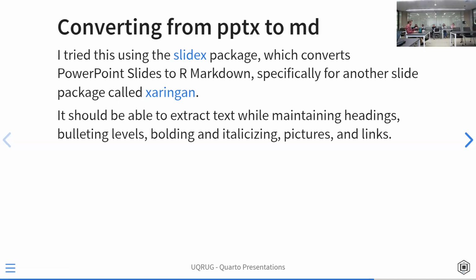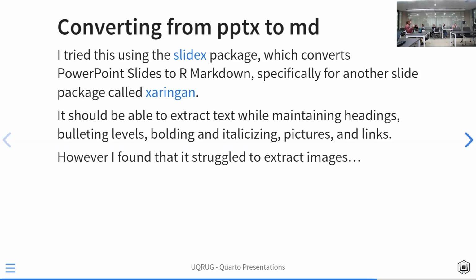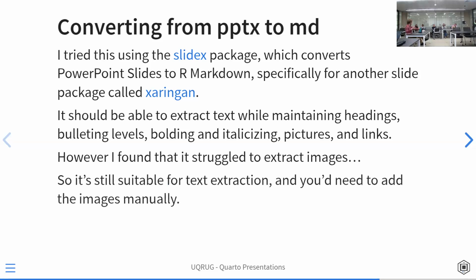And what it should be able to do, and advertises being able to do, is extract text, maintaining headings and bullet levels, bolding, italicizing, pictures and links. However, I found that it did not actually extract the images. So it gave me all of the Markdown code, but not images. So it's good for extracting all of the text from a PowerPoint file, putting it into Markdown, but then you have to do a bunch of editing. So basically you install SlideX, you run SlideX, and then you use convert PPTX, and that does it. It's very simple. It'll create a Markdown file and then an associated folder that has the images in it that are not there.